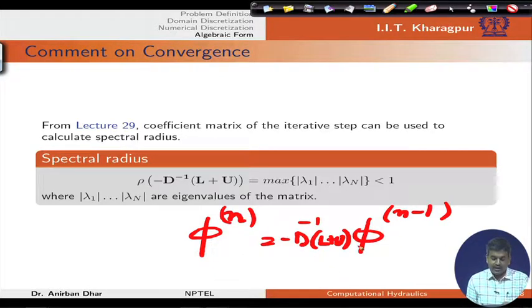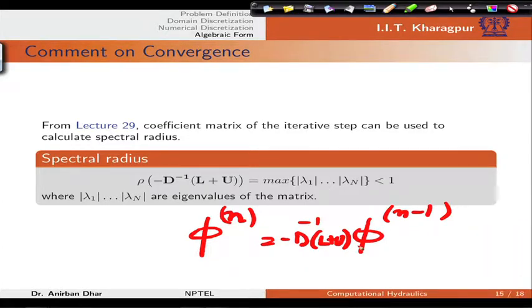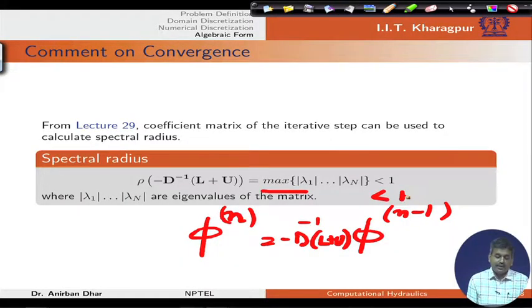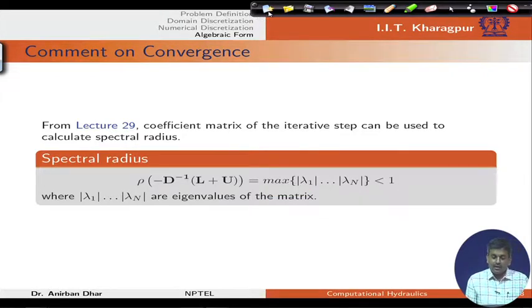And for this coefficient, if the spectral radius, which is nothing but the maximum of the absolute values of the eigenvalues, so if we take the modulus of all eigenvalues from 1 to n and select the maximum value out of that, this value should be less than 1. Then we can say that our algorithm will converge in this case. So, let us examine from our problem whether the spectral radius is less than 1 or not.